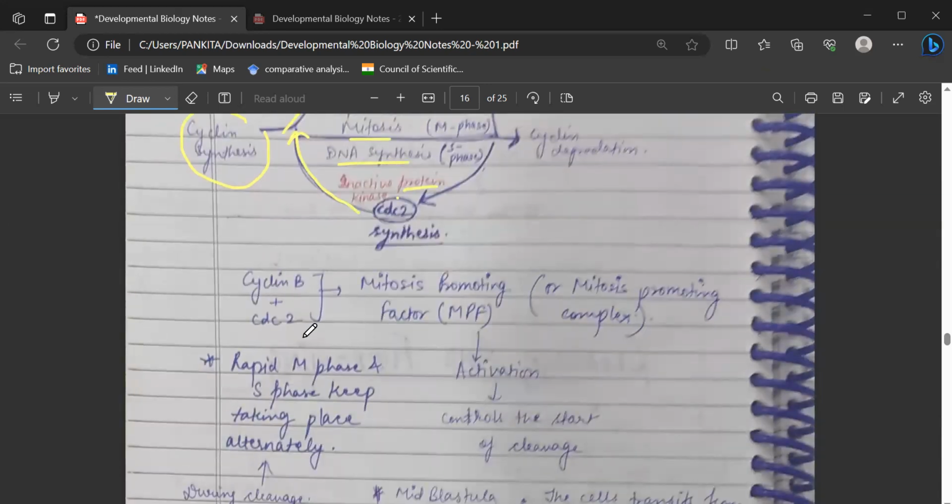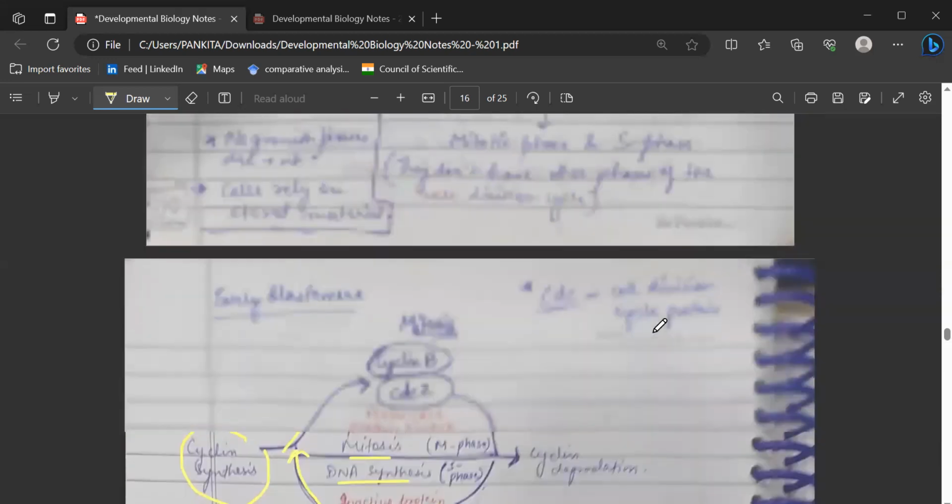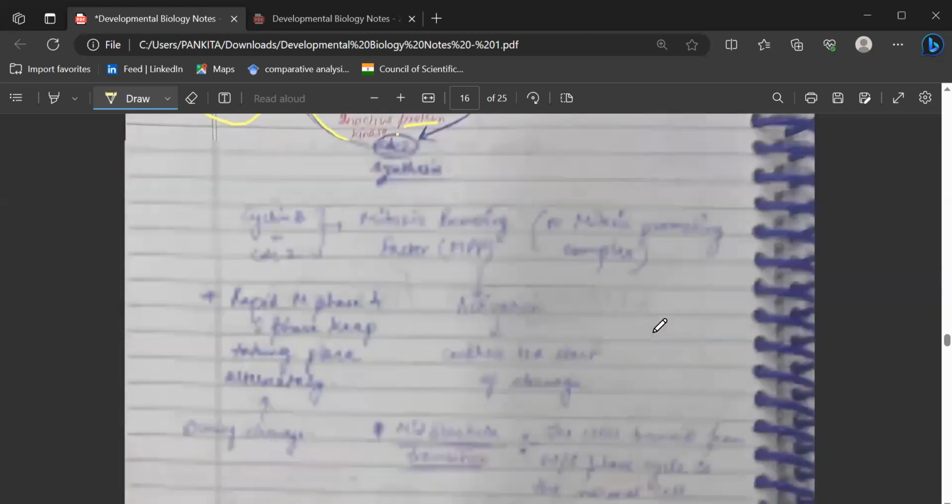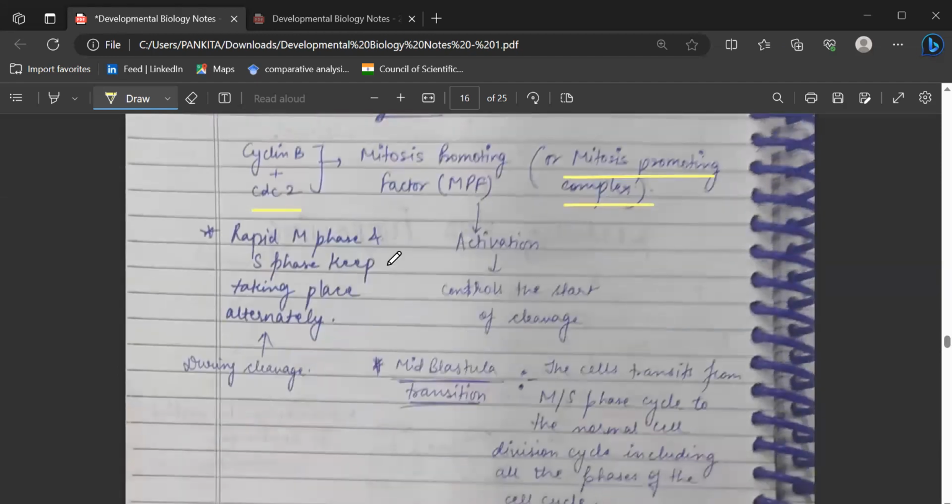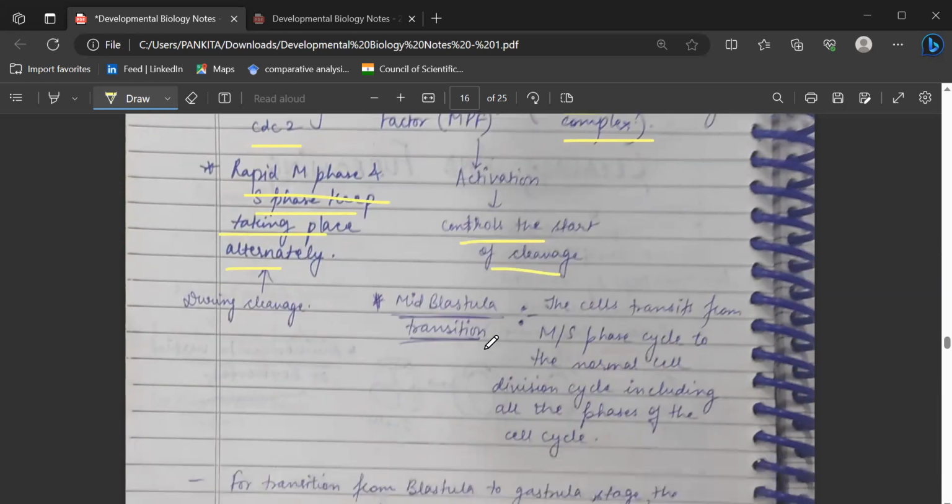Cyclin B and CDC2 are the mitosis promoting factor. We also call them MPF. These are also known as the mitosis promoting complex, or cell division cyclin protein. Rapid M and S phases keep on happening in the early blastomere stage during cleavage, and after the activation of mitosis promoting factor, the controlled cleavage starts occurring.